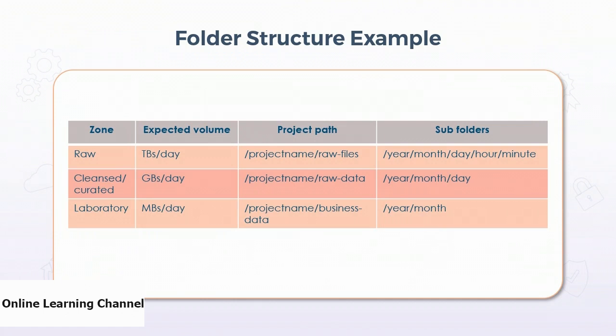And finally, for the laboratory zones, there may be megabytes of data flowing in per day to be worked on by research groups. The project path can be business data after the project name, then possibly partitioned into research groups below that. The subfolders can organize the data to the granularity of a month, which is a sort of time frame granularity for most projects.